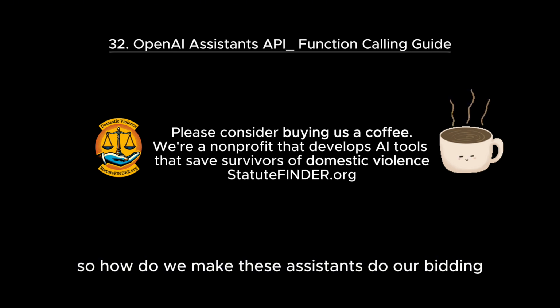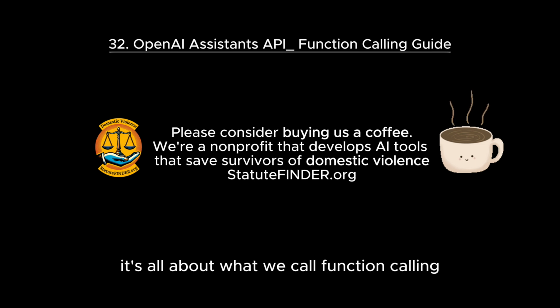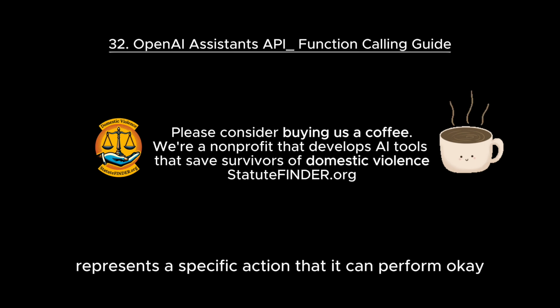Right. So how do we make these assistants do our bidding? Is it like giving them a set of instructions? You're on the right track. It's all about what we call function calling. And that is essentially giving your assistant a toolbox filled with special tools, and each tool represents a specific action that it can perform.